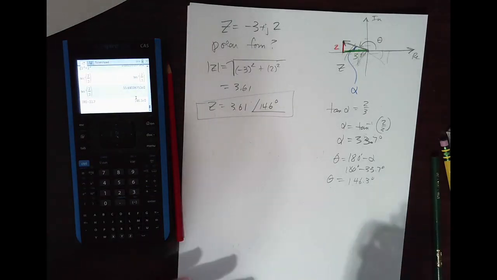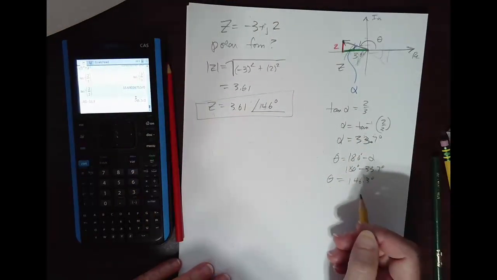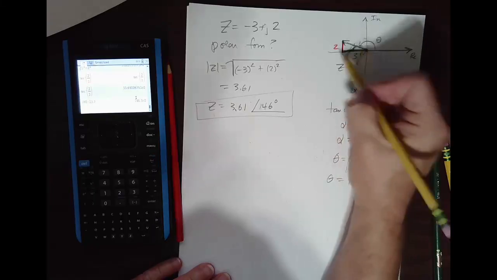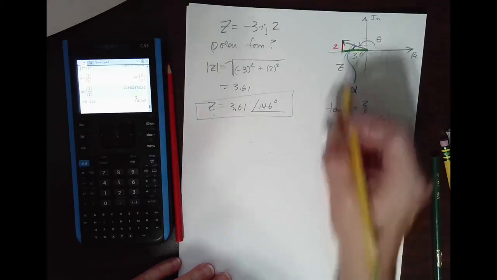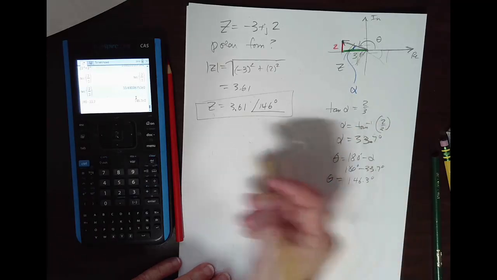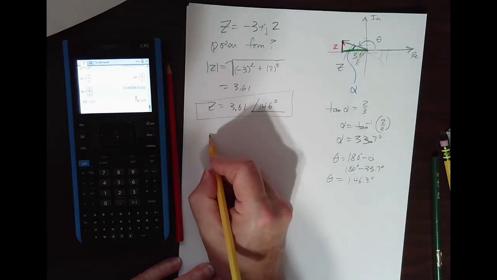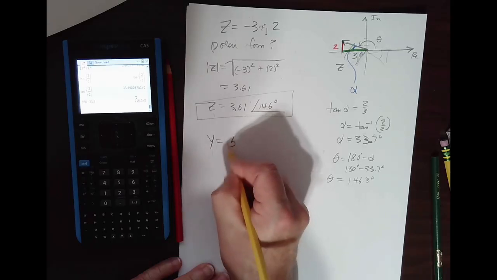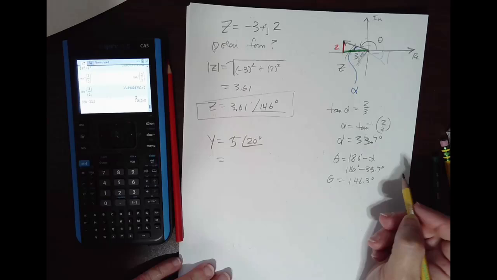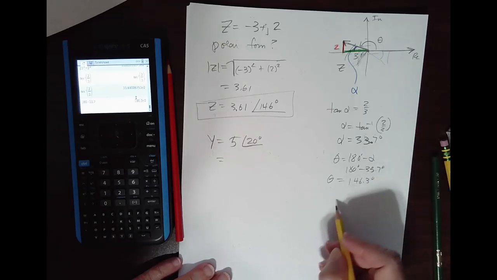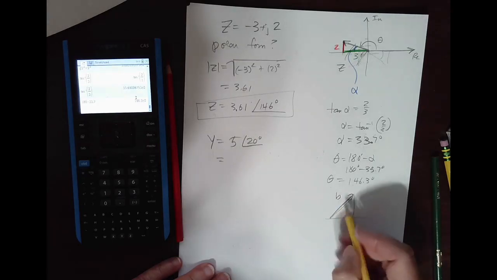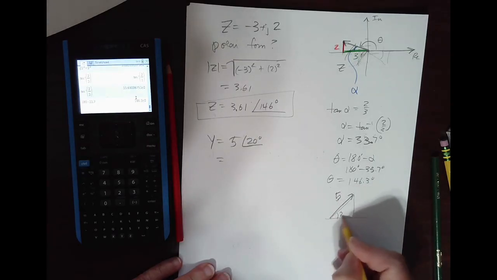Okay, and if you have your number in polar form and you want it in rectangular, it's just like the components of vectors, right? So say we had some y equal to 5 at an angle of 20 degrees. We want it in a plus jb form. So we've got 5, angle of 20. So this is 5. This is 20.